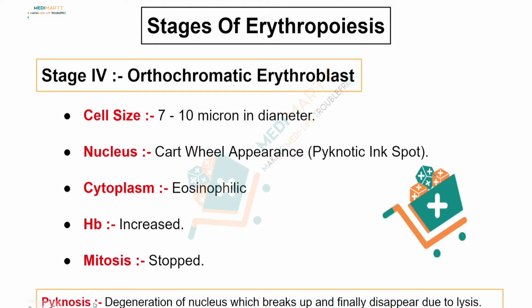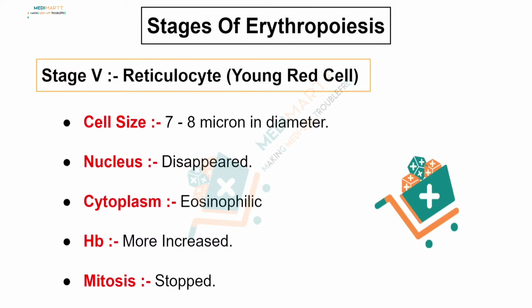Now let's talk about pycnosis. What is pycnosis? Pycnosis is basically degeneration of the nucleus, which breaks up and finally disappears due to lysis. Due to the lysis, this nucleus disappears and degeneration of it occurs. That is called pycnosis. Now moving on to stage 5, that is the reticulocyte, the young red cell.